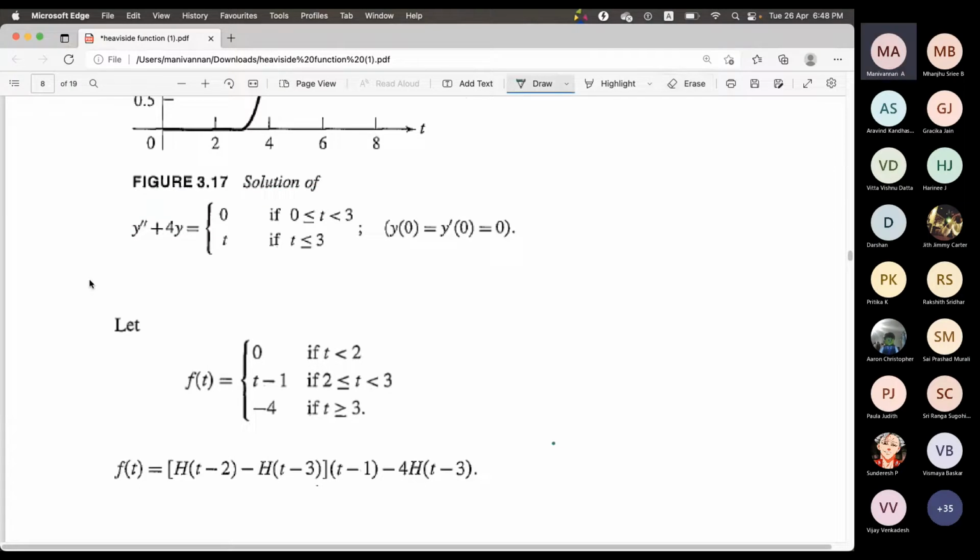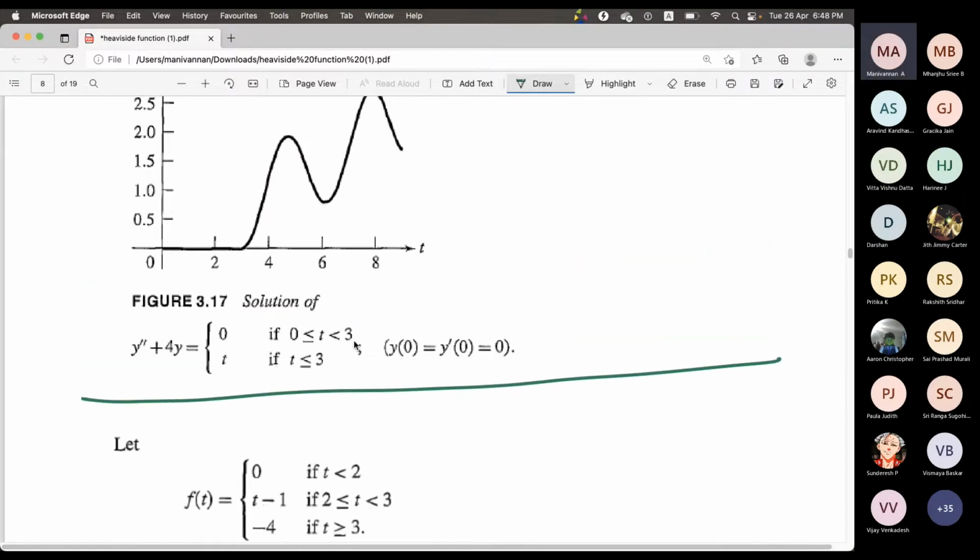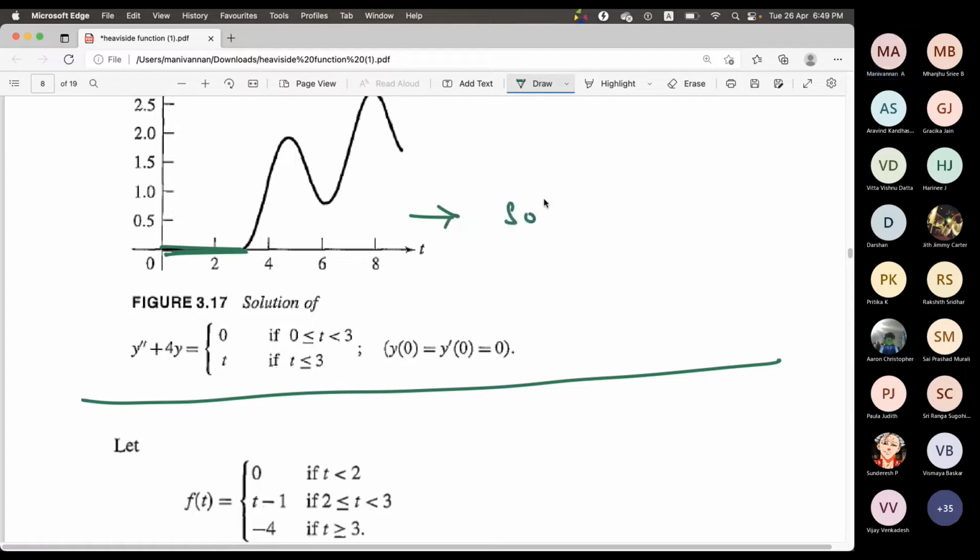Now the problem is over. See, up to 3 it is 0. Okay, when t, sorry, in this way we are having, oh, this is the solution curve, right? Solution curve y of t. Now I just related it with these things, that's why I was confused.